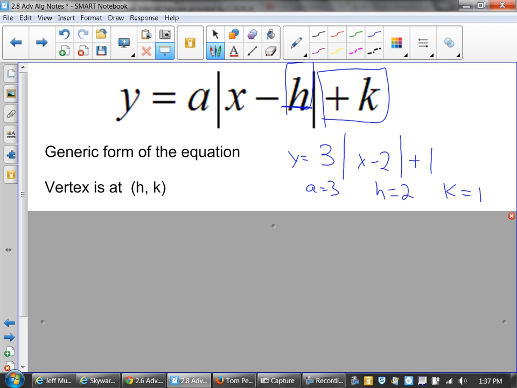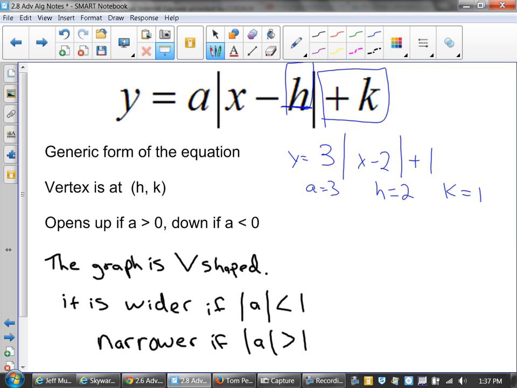This is something new. Your vertex is at H and K. It opens upwards if A is greater than 0. If A is less than 0, it opens down. And that's where you get the idea of positive slope, negative slope. Don't freak out by seeing a negative value in front of an absolute value sign. That is just saying it's the opposite of the absolute value. So the opposite of the absolute value of X, instead of being upward, would just be downward. That's all it means. The graphs are always V-shaped.